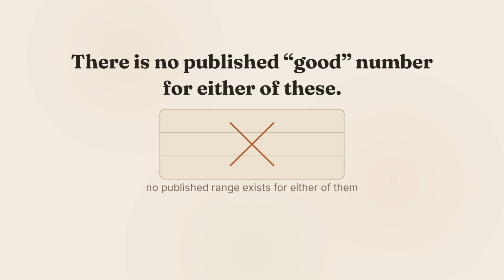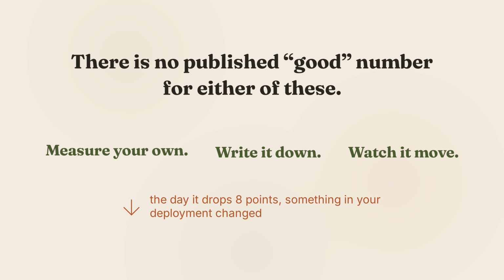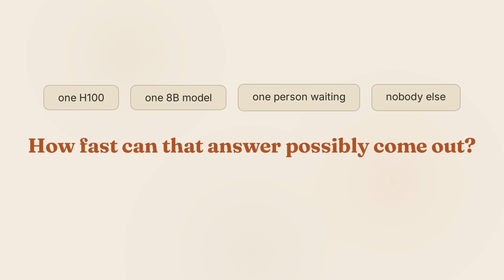One honest thing, and I did go looking for this, there's no published good number for either of these, right? Nobody has a table telling you 50 is healthy and 30 is sick, so don't go chasing somebody's blog post. Measure yours this week, write it down, and watch it. The day it drops 8 points, something in your deployment changed, and catching that is what these two are really for. Let's answer the question I left you with at the top.